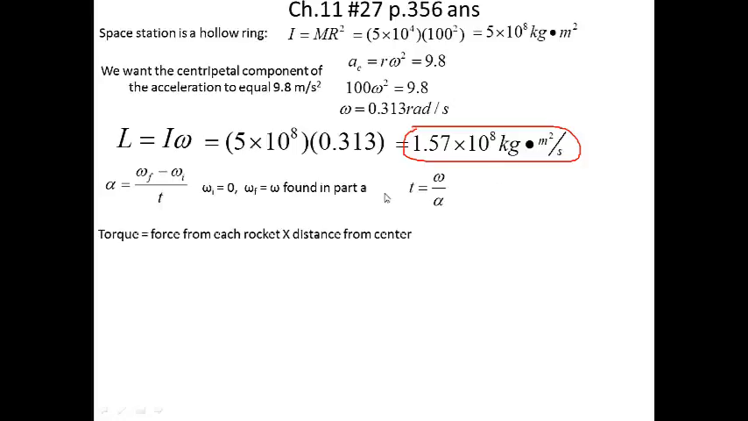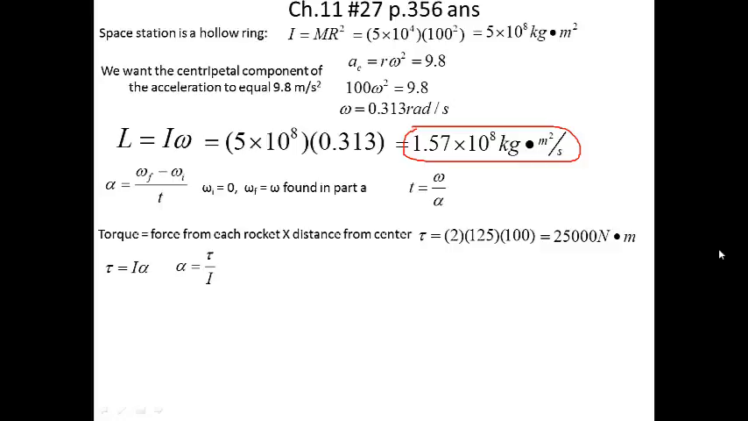Now the torque is going to equal the force from each rocket times the distance from the center. What we're trying to figure out now is the torque. There are 2 rockets, so that's where the 2 comes from. Each rocket is exerting this force, and each rocket is this distance from the center. So that is the torque being exerted on the ship. Then we are trying to find alpha.